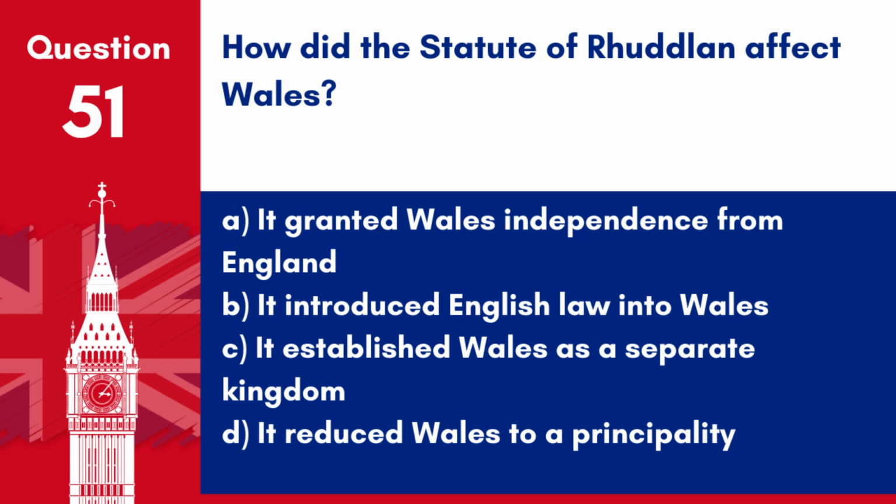Question 51. How did the Statute of Rhuddlan affect Wales? A. It granted Wales independence from England. B. It introduced English law into Wales. C. It established Wales as a separate kingdom. D. It reduced Wales to a principality.